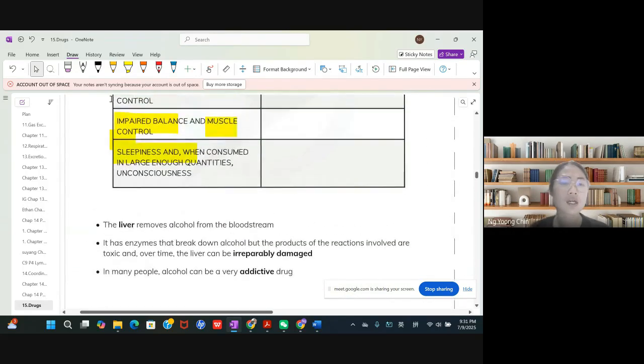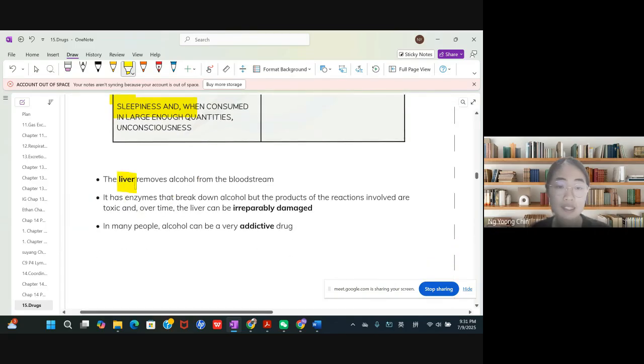Okay, so how are you able to remove the effect of the alcohol? You need to use the liver. The liver does the detoxification. Detoxification is a process which helps to clear the toxins in your blood or in your body. Alcohol is considered a kind of toxin to your body. So the liver will help to remove the alcohol from the bloodstream.